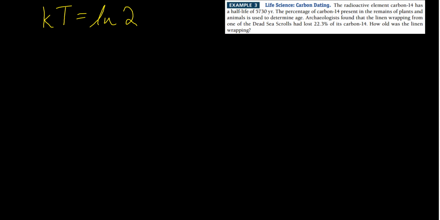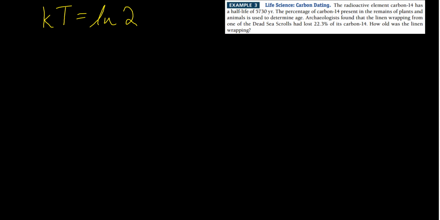All right, so this problem reads: the radioactive element carbon-14 has a half-life of 5,730 years. The percentage of carbon-14 present in the remains of plants and animals is used to determine age. Archaeologists found that the linen wrappings from one of the Dead Sea Scrolls had lost 22.3% of its carbon-14. How old was the linen wrapping? Okay, so we want to figure out how old the linen wrapping is.